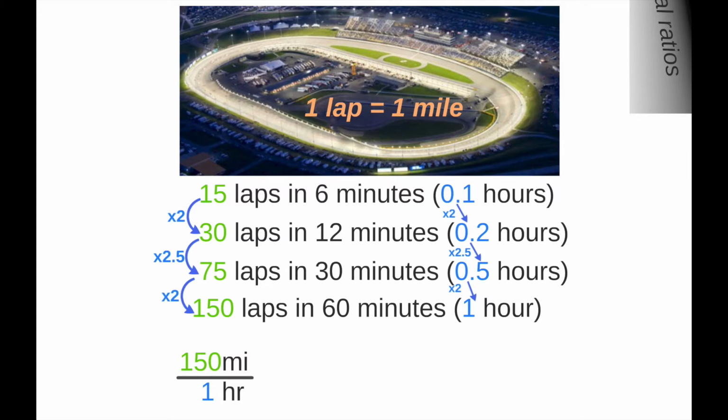And that ratio, just to reiterate, is the same as our 15 miles over 0.1 hours, 30 miles per 0.2 hours, or 75 miles per 0.5 hours. So here, the race driver has held his speed constant. Now let's check out this cool thing that happens when we graph the race car's speed.